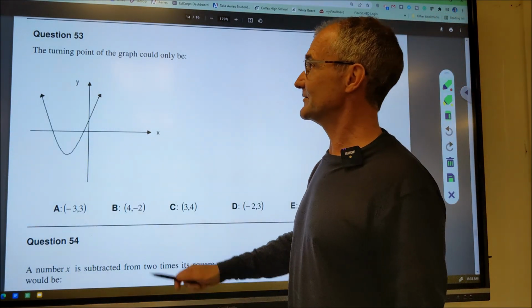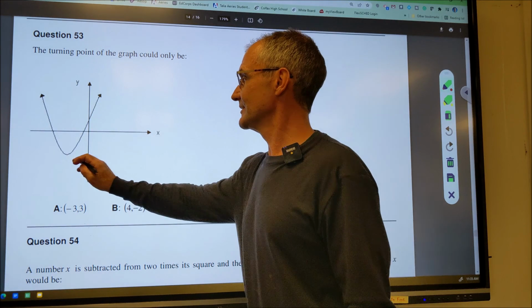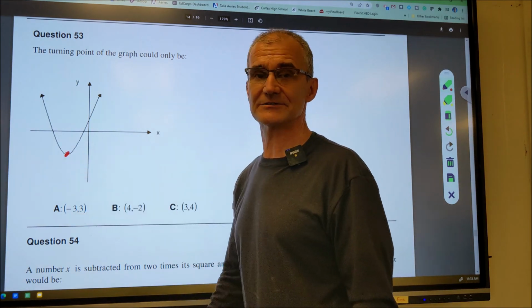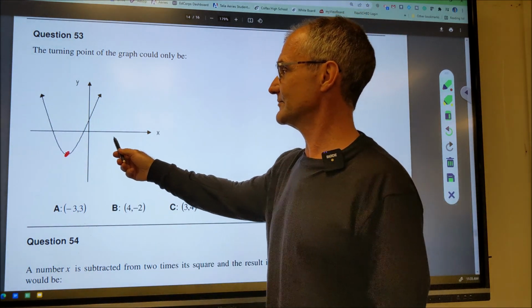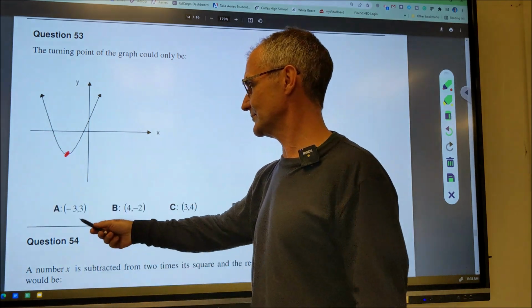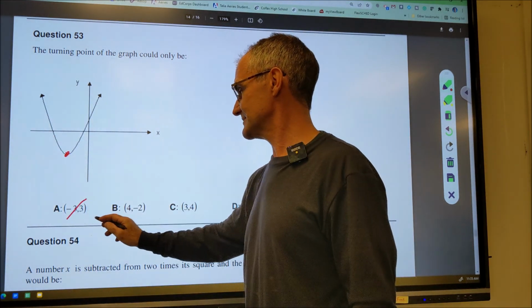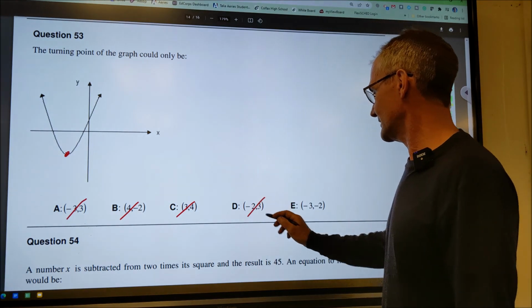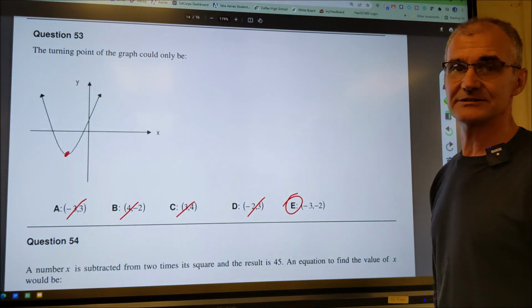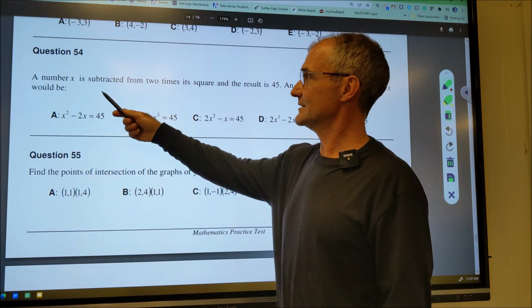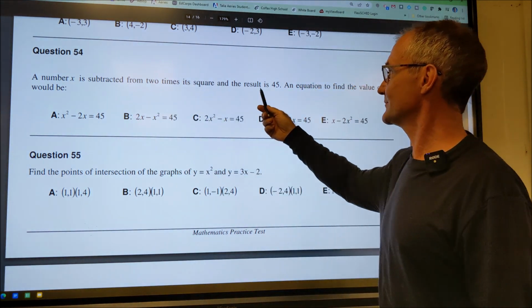All right, number 53, the turning point of the graph. Well, that's going to be my turning point, my vertex right there. Again, a third quadrant value, negative, negative. So I'm only looking for solutions that are negative, negative in the third quadrant, and there's only one. Answer E.